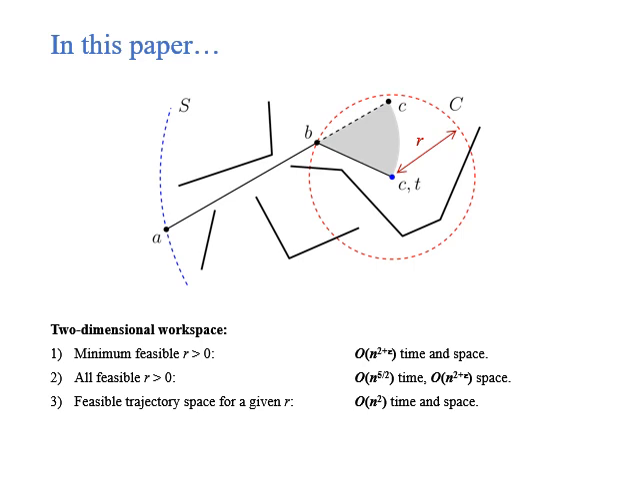For the first two problems, we found solutions with subcubic time and space complexities. For the third problem, we found a quadratic time algorithm to compute an arrangement representing the feasible trajectory space. In this presentation, I will be focusing on the first problem, and I will briefly summarize our results on the second and third problems.